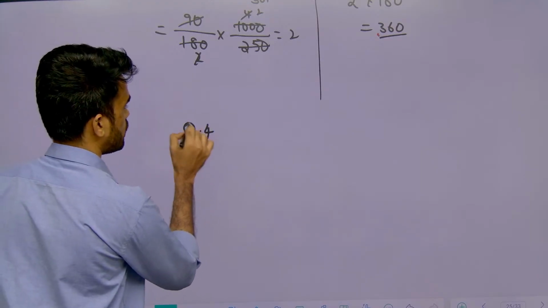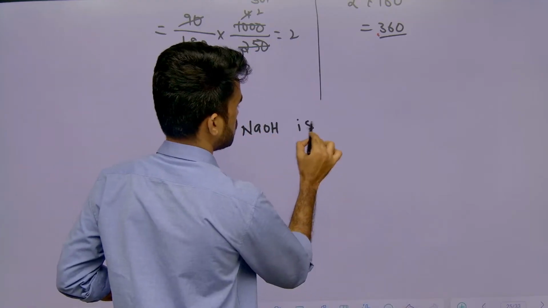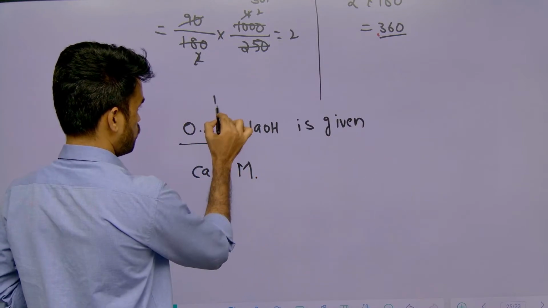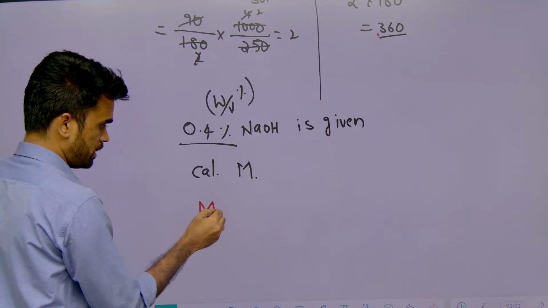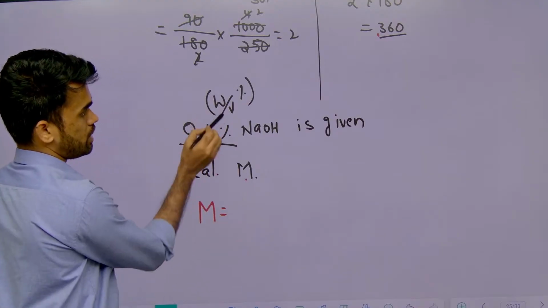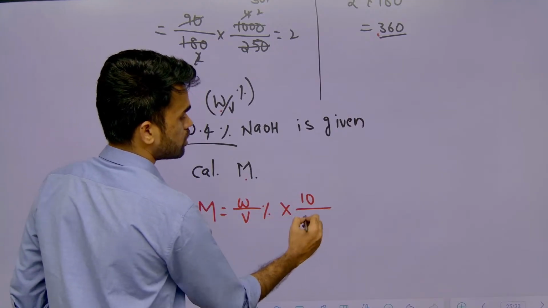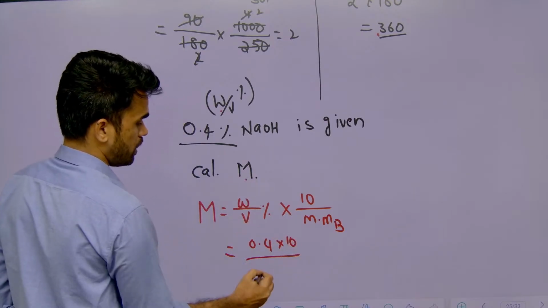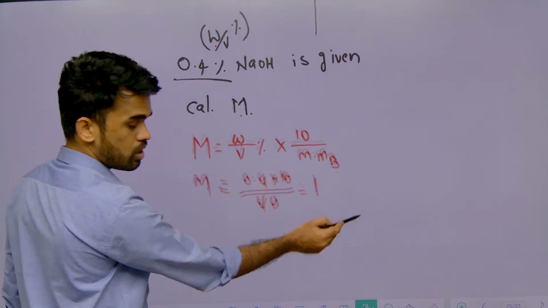So the question is 0.4 percentage NaOH is given. Calculate molarity. So 0.4 weight by volume percentage is mentioned. Now what can I take? Molarity equals, what is the relation we got between molarity and weight by volume percentage? Molarity equals weight by volume percentage into 10 by molar mass of solute. So this is 0.4 into 10. Molar mass of NaOH is also 40. So it is a 1 molar solution.